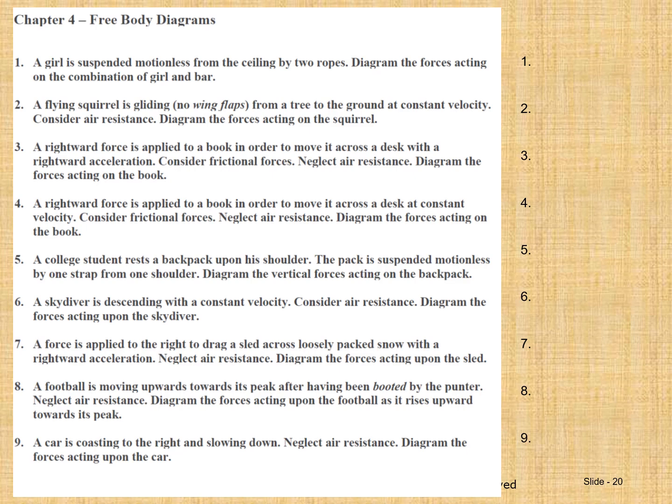Now we'll work on some free body diagrams. This is a way to get you to clearly understand how forces are applied to objects. So number one, a girl is suspended motionless from the ceiling by 2 ropes. Diagram the forces acting on the combination of the girl and the bar. So for an object, I'm just going to use a little box. So the box is the girl. Okay, so she's suspended motionless from the ceiling by 2 ropes. So we've got 2 ropes going up.